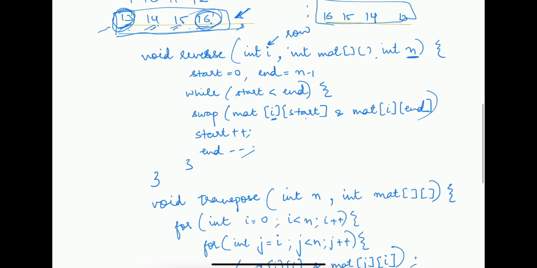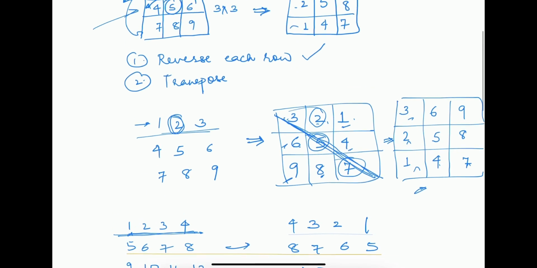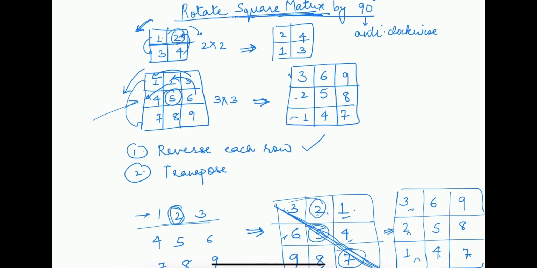Now in the driver function, you are going to first call the reverse method and then you are going to call the transpose method. This is how you will be rotating a square matrix by 90 degrees anti-clockwise.